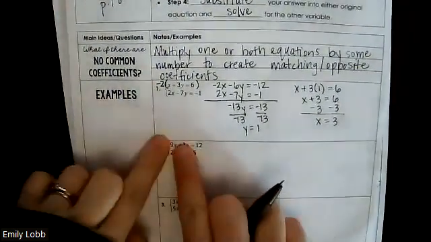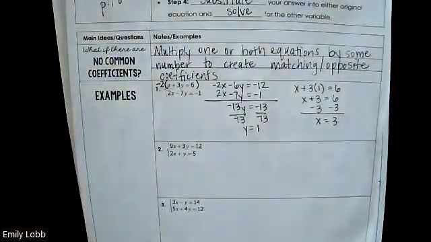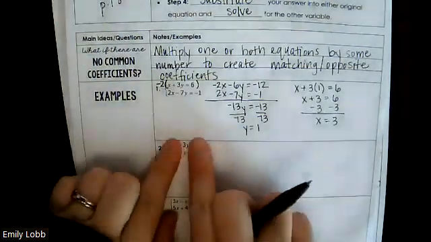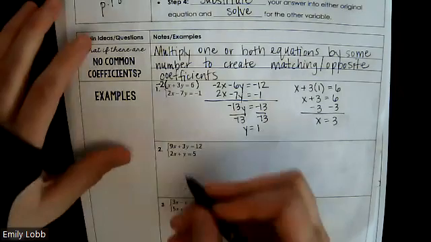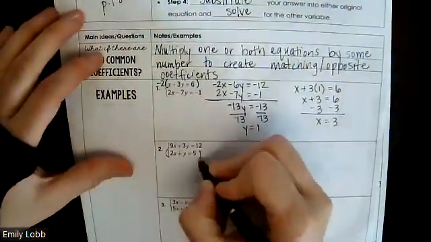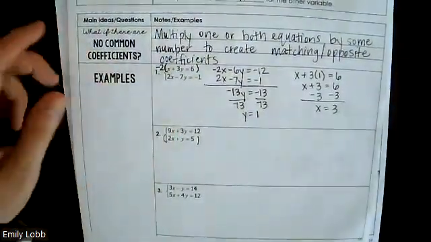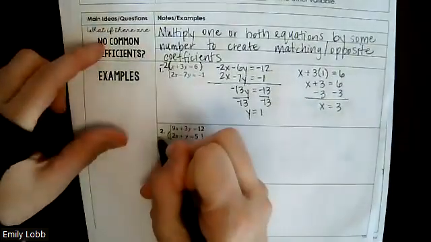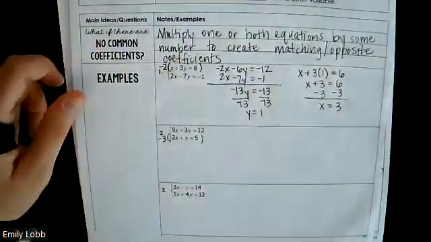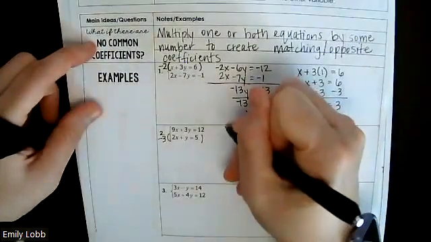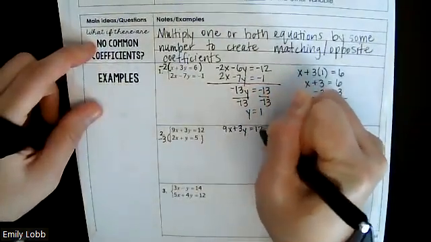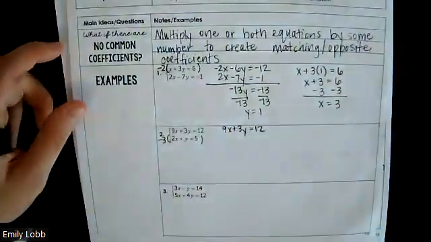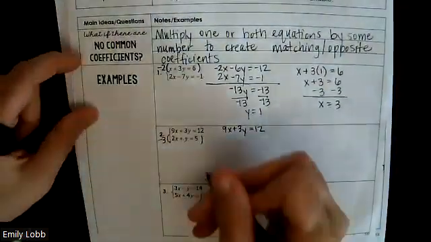Now, I would have to multiply both the 9 and 2 by something to get them to match. So if I look at my y, what could I multiply through the bottom to get it to be the opposite of 3? Negative 3, right? So I'm going to rewrite my top first. 9x plus 3y equals 12. And then I'm going to distribute that negative 3 through here.